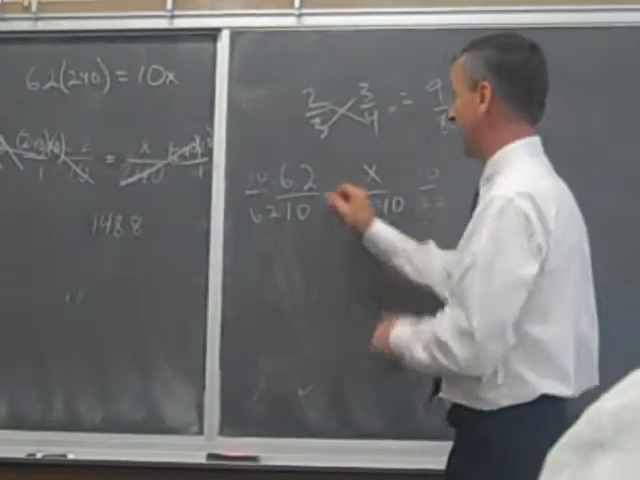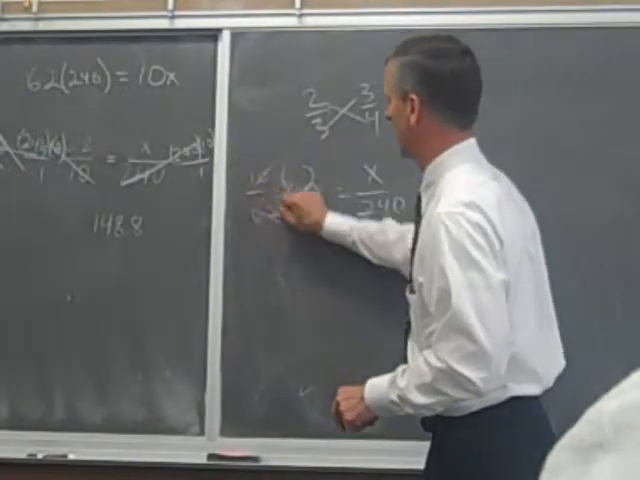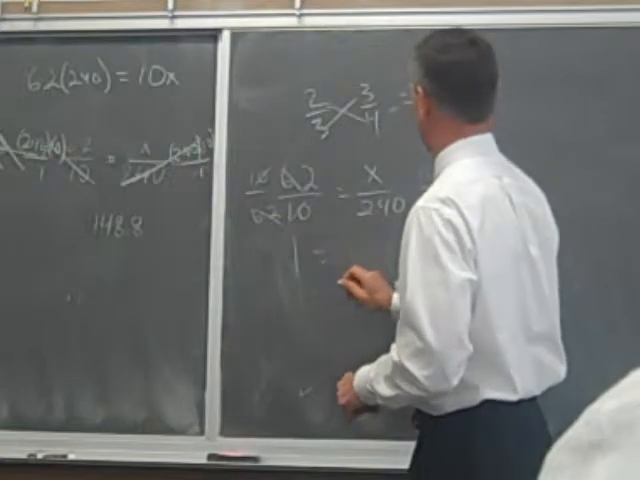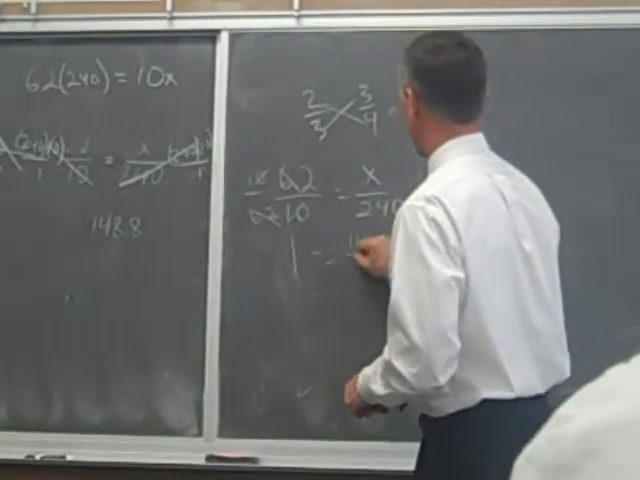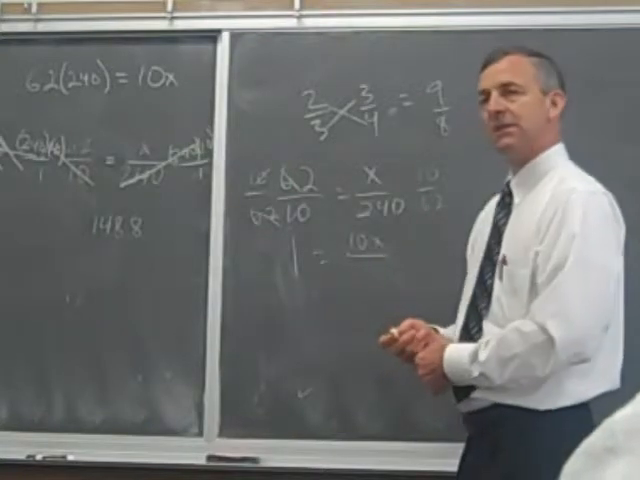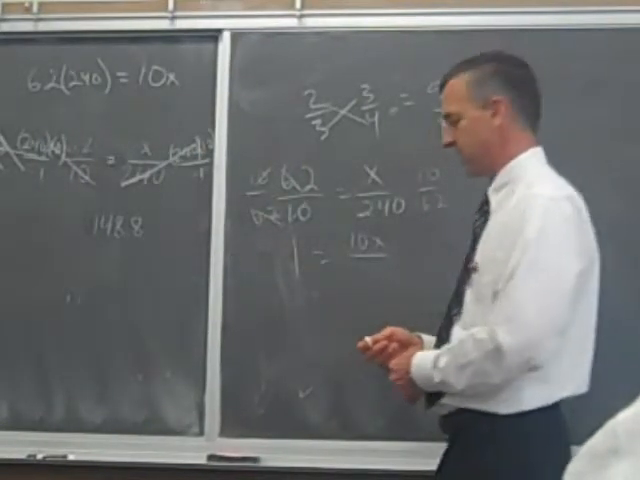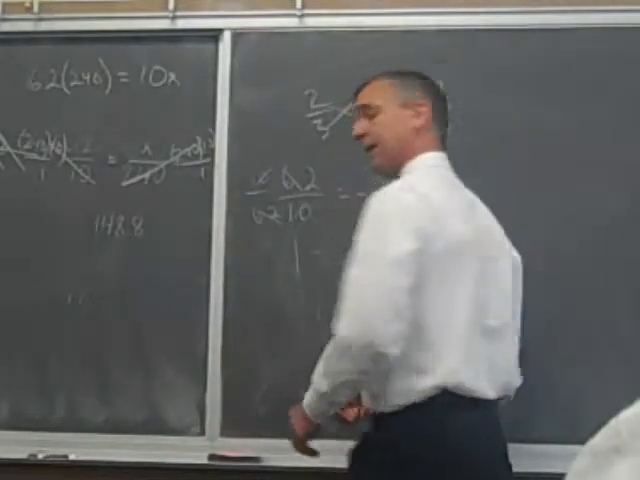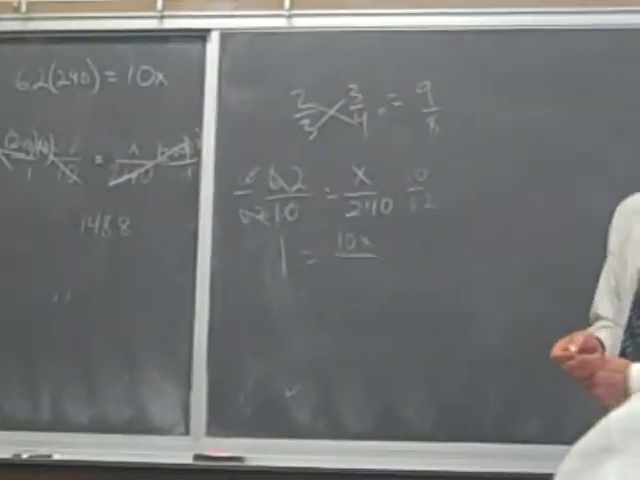Then we end up with 1 equals 10x over whatever 6.2 times 240 is. We're not getting any closer. Okay. Any other thoughts about how you might do this?